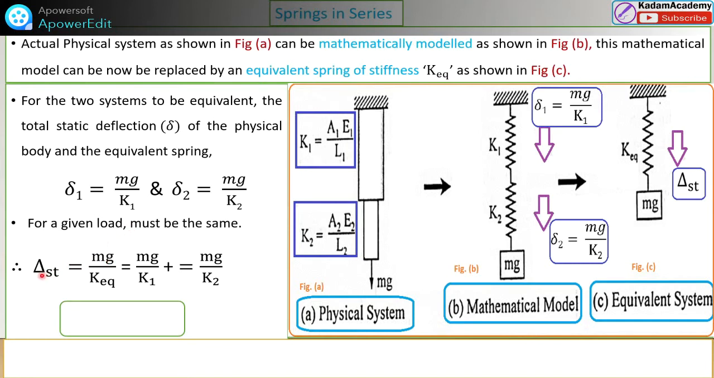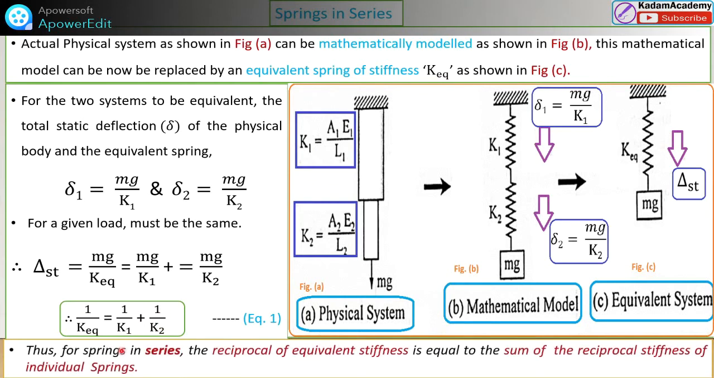The load is equal to that; delta ST will be the addition due to this load. Here delta 1 and delta 2, the addition of these deflections will be there. The delta ST is equal to delta 1 plus delta 2. Delta 1 we know is mg by k1 and delta 2 is mg by k2, and this delta ST is mg by K equivalent. So lastly we will get this equation: 1 by K equivalent is equal to 1 by K1 plus 1 by K2.